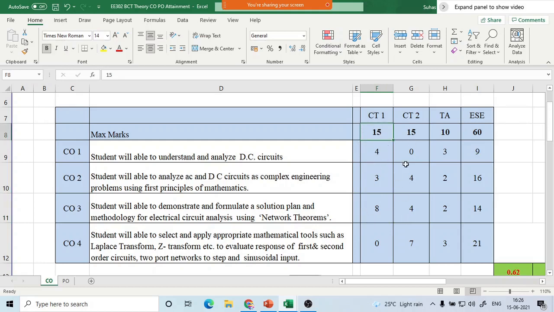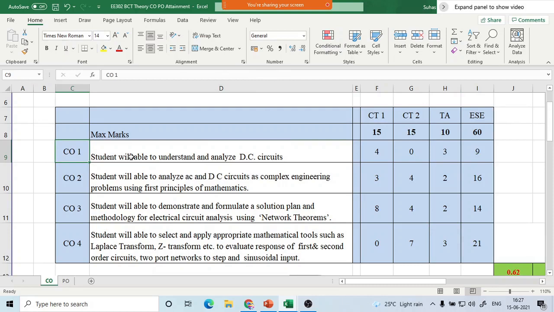Same is with CT2. Now that I have completed CO1, I will concentrate on 2, 3, 4 or something. And in the last exam also I will concentrate on TA. TA will be covered in all 4 courses. And in the ESC I am going to give weightage to each and every CO. Why am I going to give the weightage? Because ultimately I want to evaluate CO1 as a certain specific number.